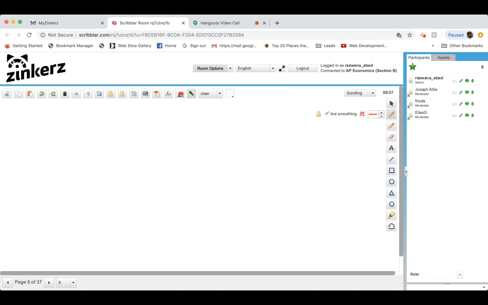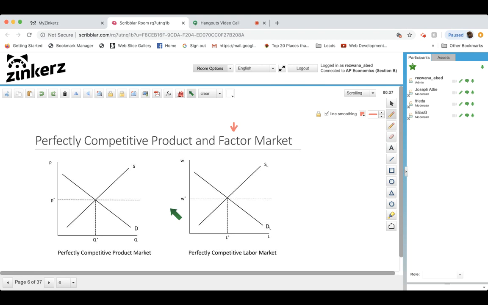Then we took a look at these two graphs side by side, the perfectly competitive product market and factor market. The only difference here is that the vertical axis stands for something else. In the factor market, it's no longer the price of the good and the quantity of the good. It's the price of labor, which is the wage, and the quantity of labor.